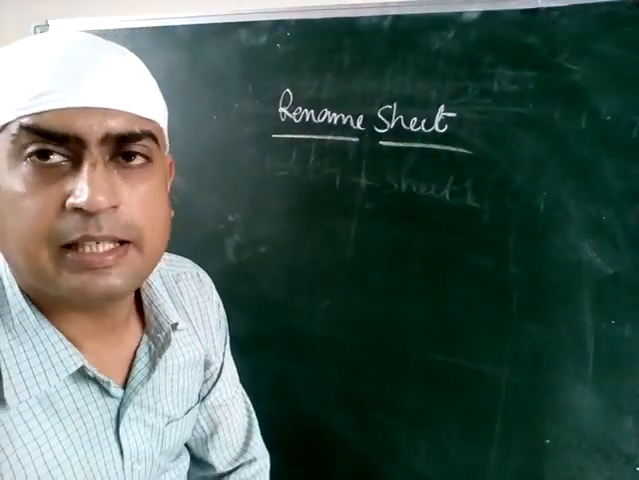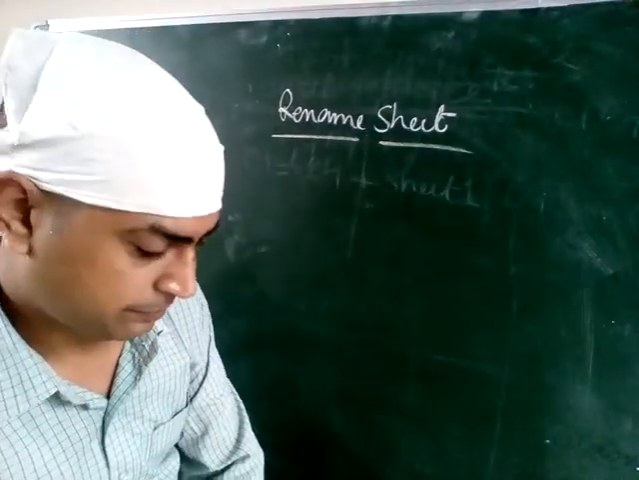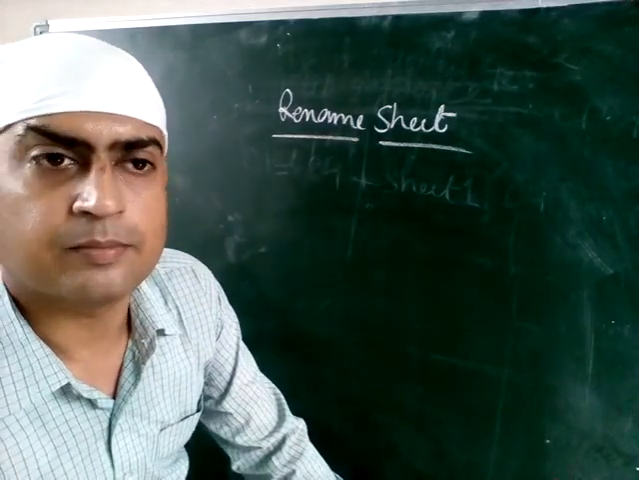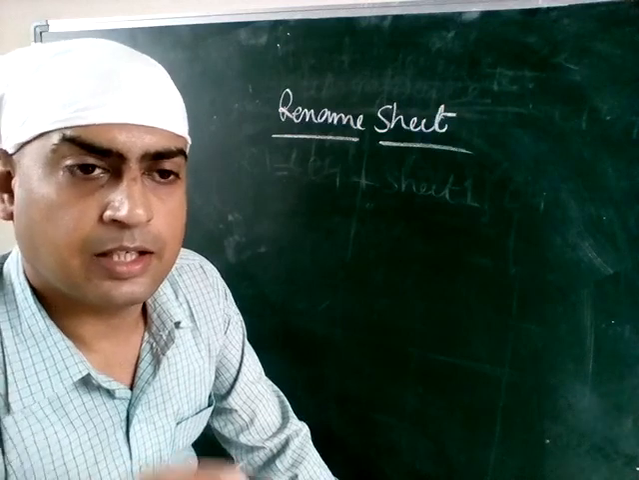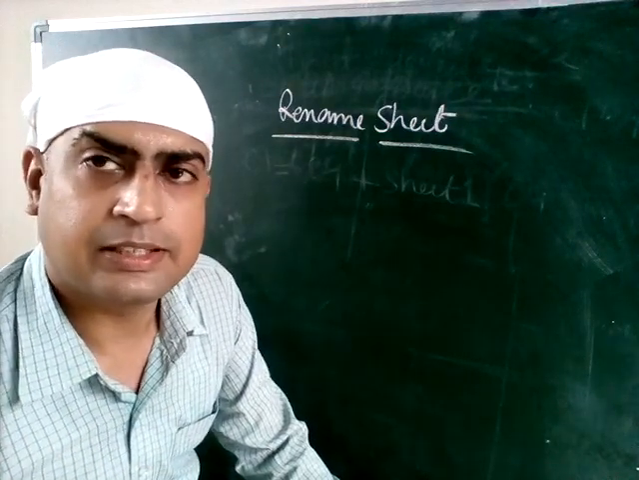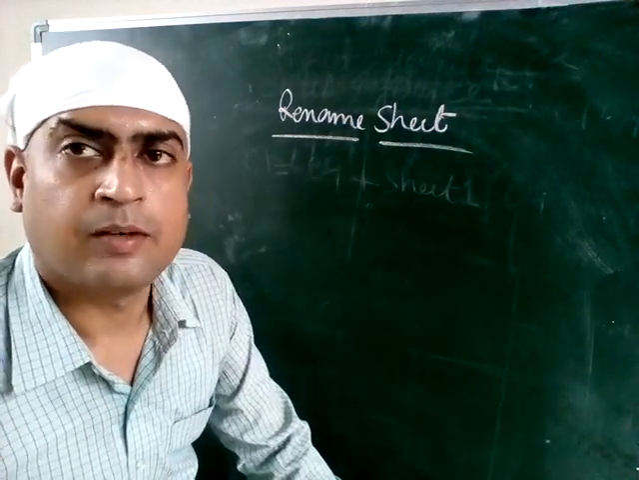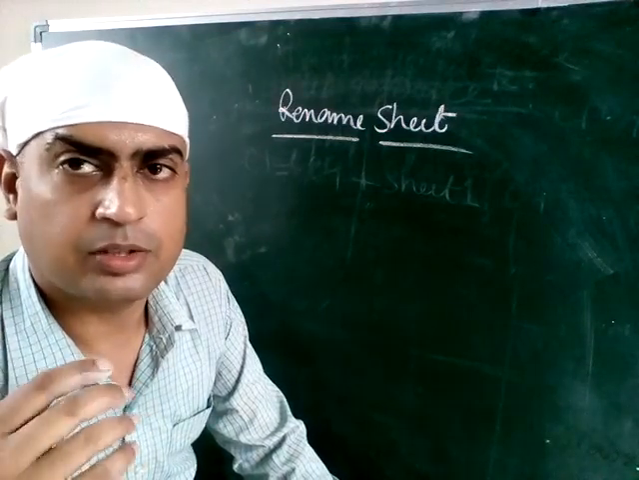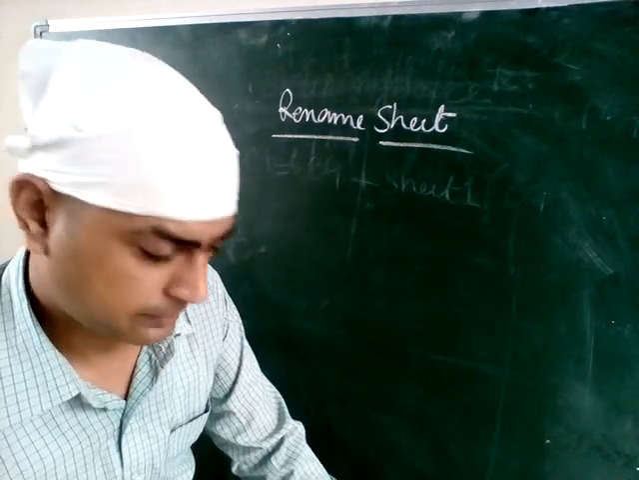How will we rename a sheet? Simply click on the left-hand side, at the bottom. By default, Sheet1, Sheet2, Sheet3 is written. We will click on that, then the rename option will come. Now type your new name and it will be changed.